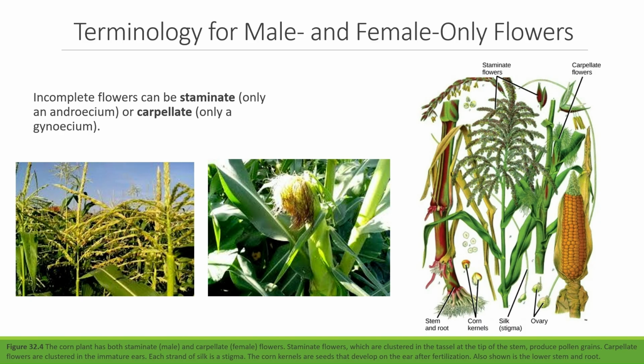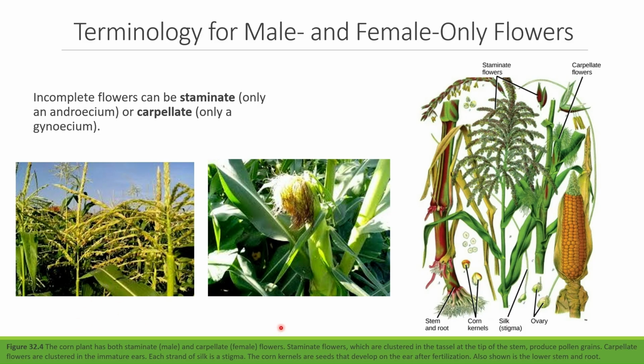Incomplete flowers can be further described according to which sex organs they possess. Staminate flowers contain only an androecium, while carpellate flowers contain only the gynoecium. The figure on this slide uses the corn plant to show this distinction in a familiar crop species. The staminate flowers are clustered together in the tassel at the tip of the stem and are responsible for producing the pollen grains. You can see them here on the left side.